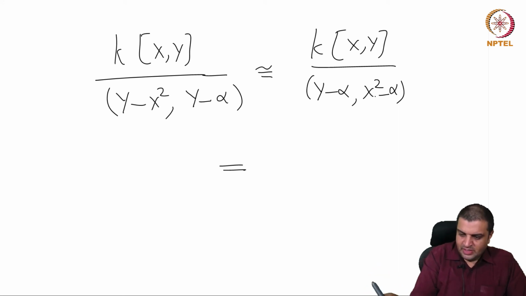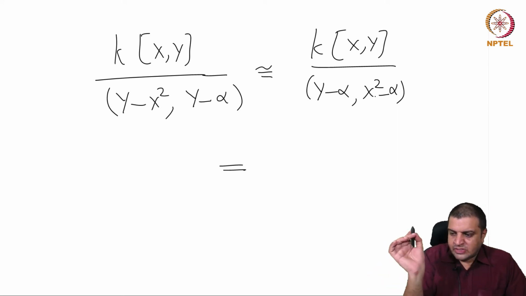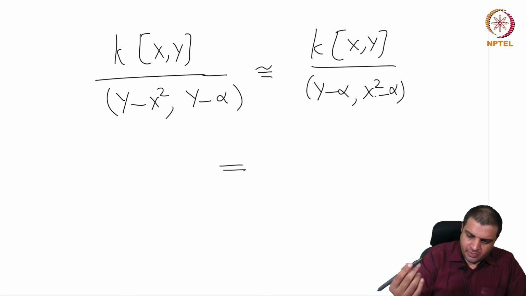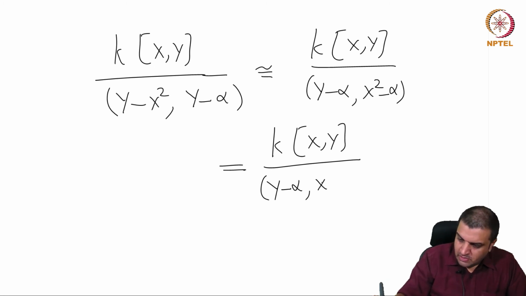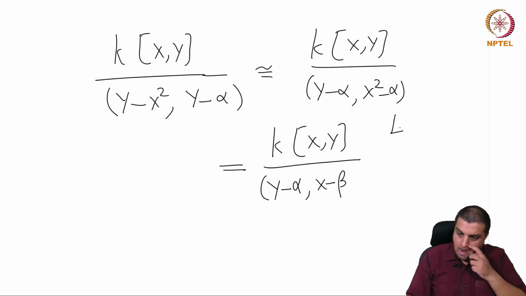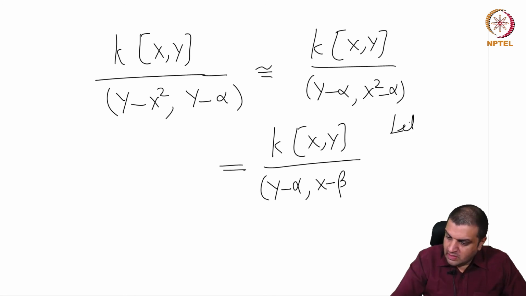The reason is, for now let's just assume that the characteristic is not 2. We are working over complex numbers, let's say. Then this has a decomposition, y minus alpha, x minus beta. Let beta in K be such that beta squared is alpha.